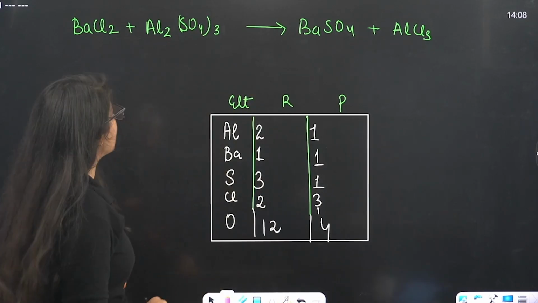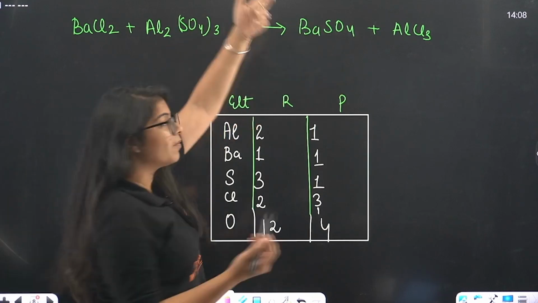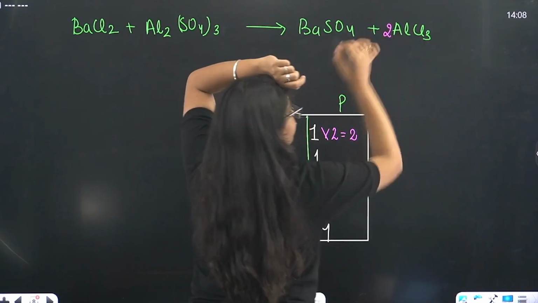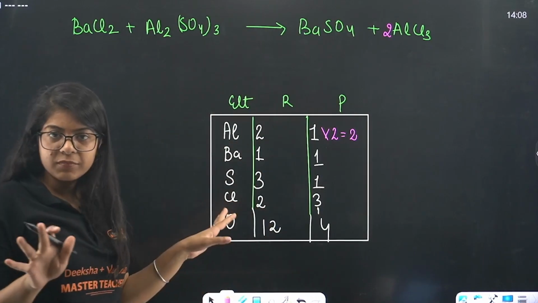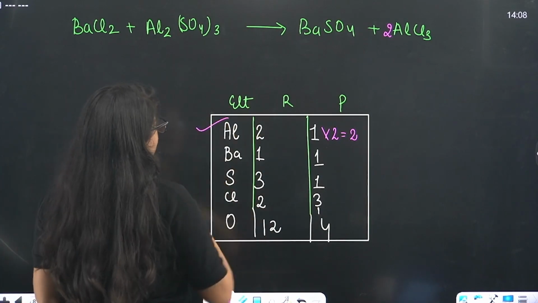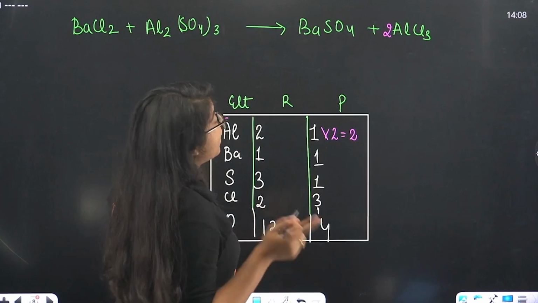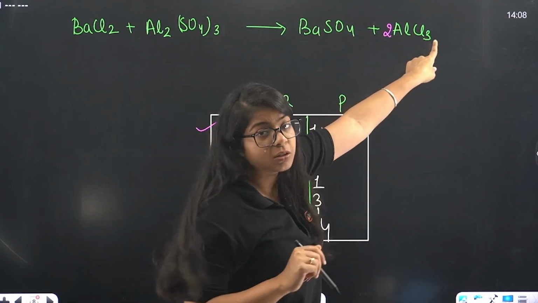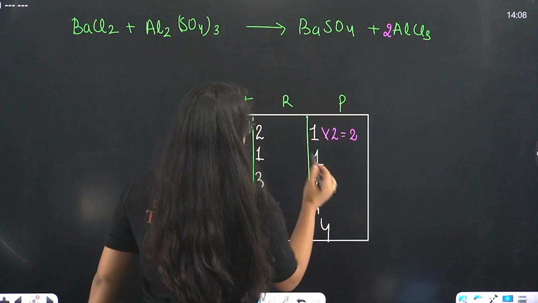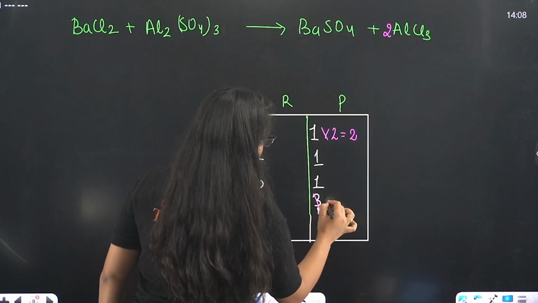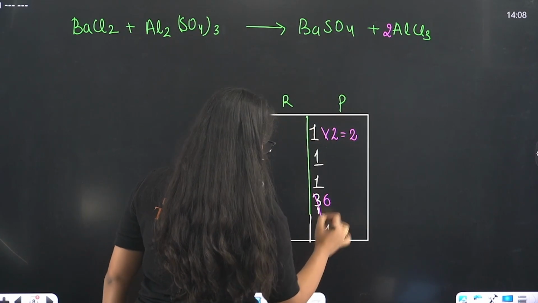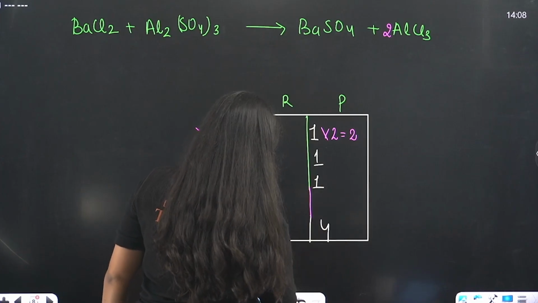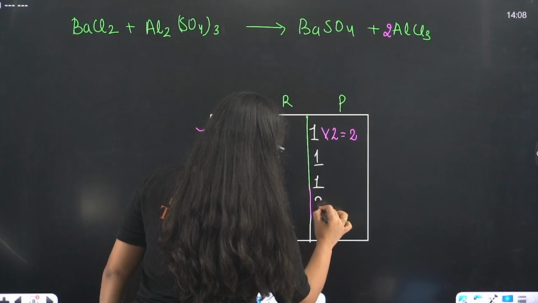First, we will balance aluminium. Aluminium is 2 here and only 1 here. Ma'am, I'll multiply this one with 2. It will be 2, and I will write 1, 2, 2. Understood. Aluminium is done. Barium, 1 and 1, no worries. But in trying to balance aluminium, we unbalanced chlorine. So chlorine is not 3 now. It is 2 into 3, that is 6 now. Let me just write the whole thing again. It is 3.